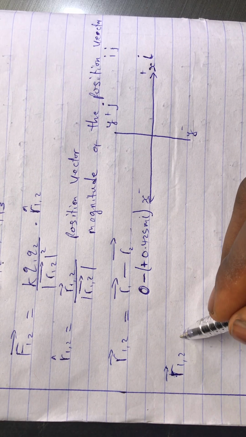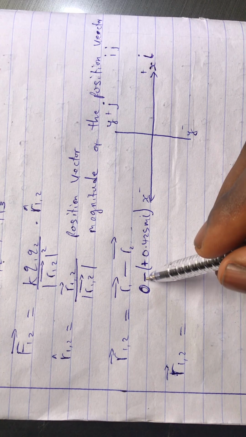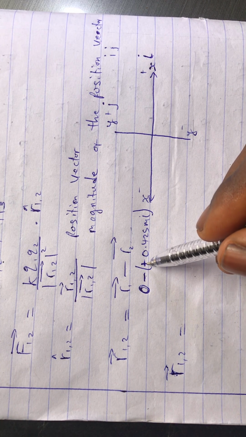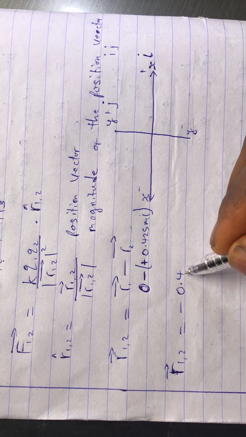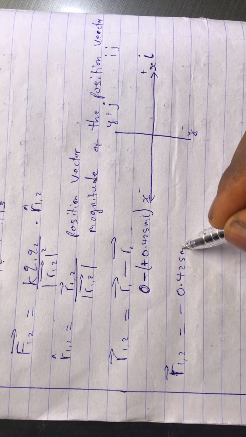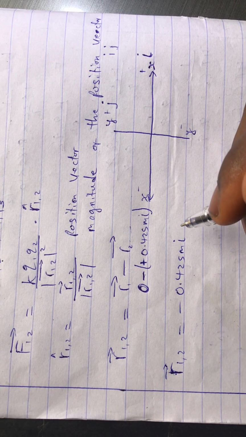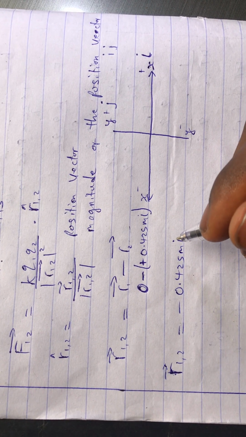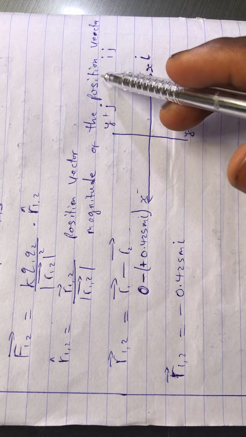What are you going to have? You have your r1 and 2 will be equal to minus times plus is going to give you minus. You have minus 0.425 meters I. Now we are going to find the magnitude of the position.